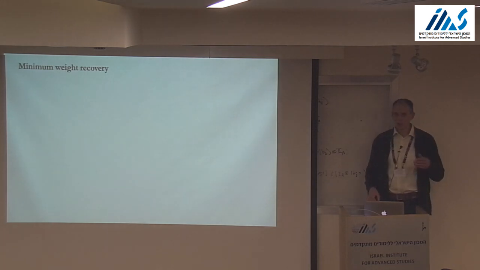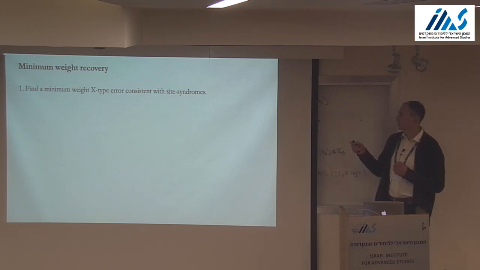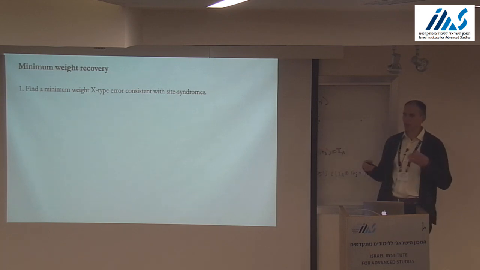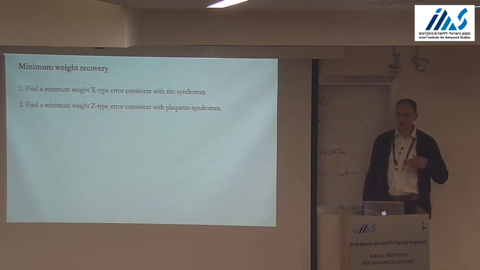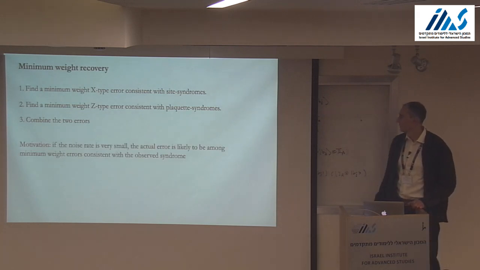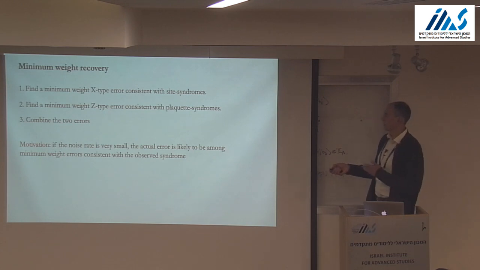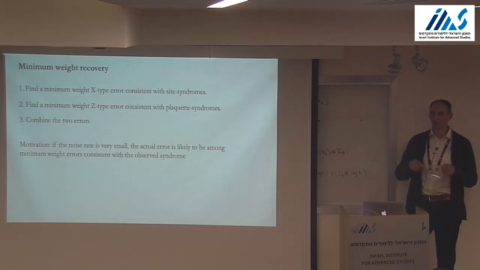A good strategy is to choose the recovery as the minimum weight Pauli operator consistent with the syndrome. More specifically, we first look at the syndrome of site stabilizers and find the minimum weight X-type Pauli operator consistent with the syndrome. Then we look at the syndrome of plaquette stabilizers and find the minimum weight Z-type Pauli operator consistent with the syndrome. And then we combine the two errors together. In a certain sense, this strategy is well motivated because we expect that the actual error is more likely to have small weight than large weight.